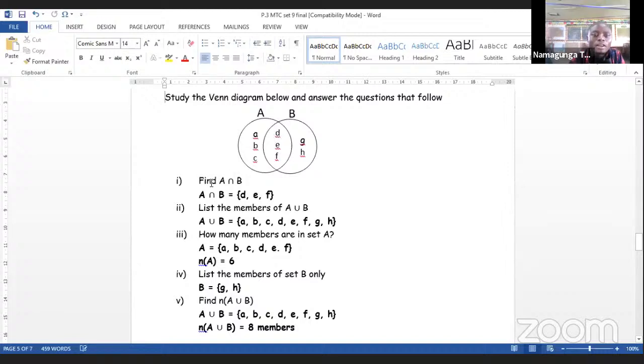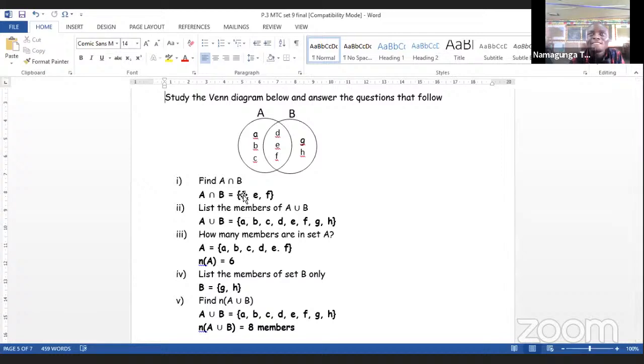They have asked us to find members of A intersection B. So those ones who belong in the two sets, we have D, E, and F. You can get them in set A, and you can also get them in set B. So these are the members. That's why here they give intersection. You put your opening brackets.